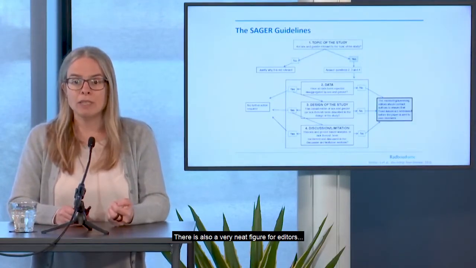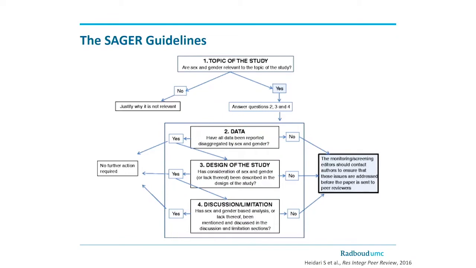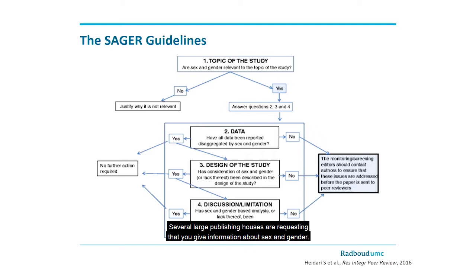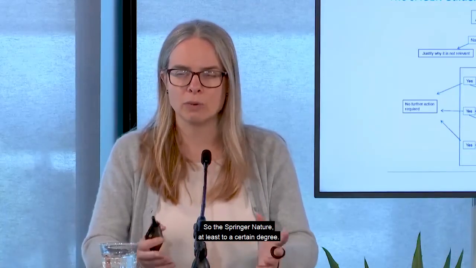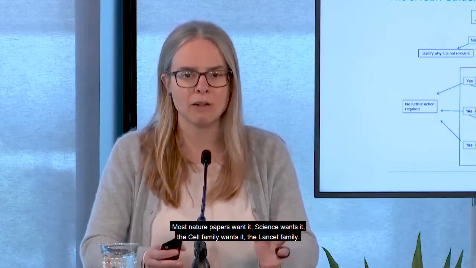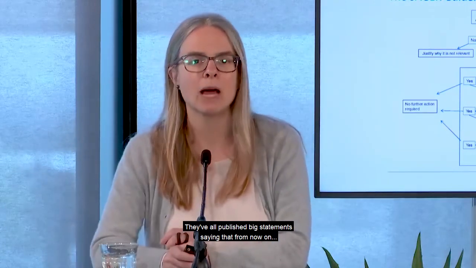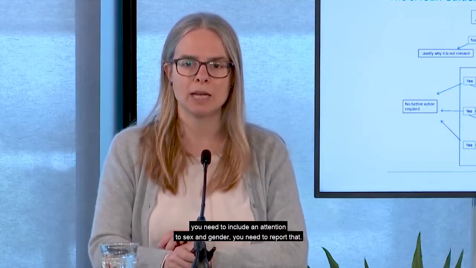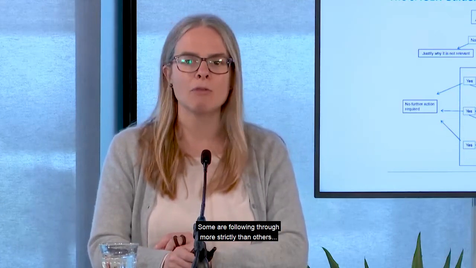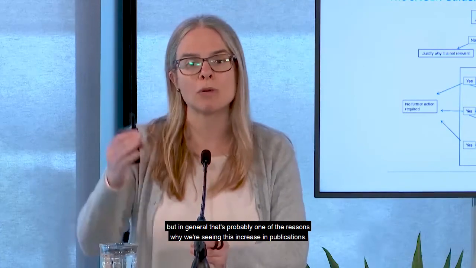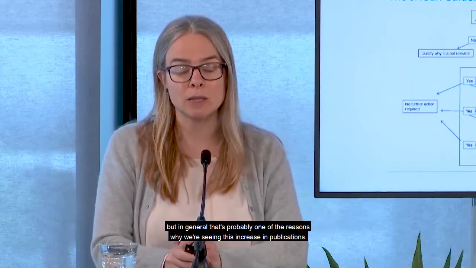There is also a very neat figure for editors, trying to make clear what you should be looking for when papers are being submitted for publication. Several large publishing houses are requesting that you give information about sex and gender. So the Springer Nature, at least to a certain degree, most of the Nature papers want it, Science wants it, the Cell family wants it, the Lancet family. They've all published big statements saying that from now on, you need to include an attention to sex and gender. You need to report that. Some are following through more strictly than others, but in general, that's probably also one of the reasons why we're seeing this increase in publications.